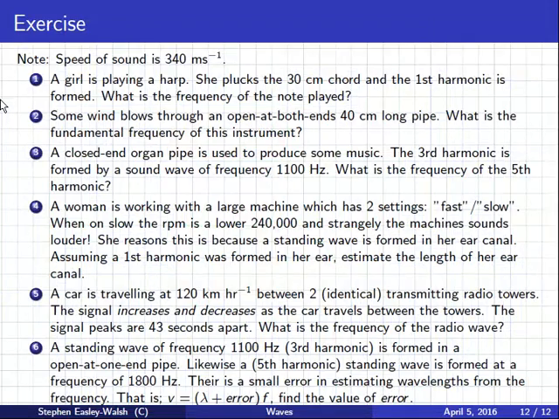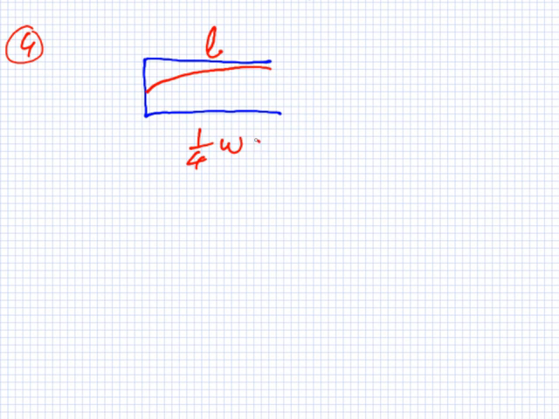So what you have here, number 4, this is her ear. And we have a wave inside of it, and this is a length L here. So we have 1/4 of a wave. So the wavelength will be 4L.